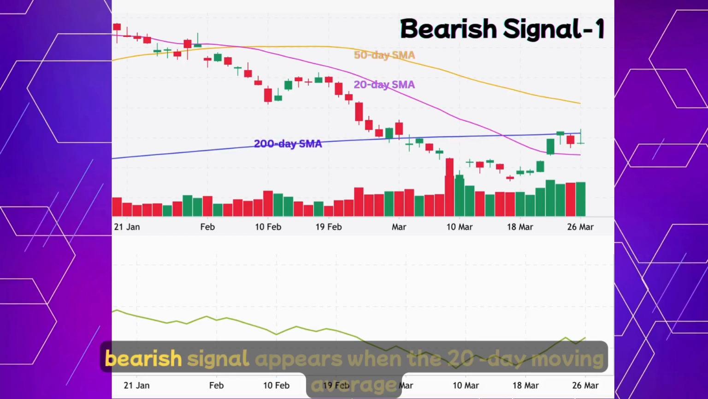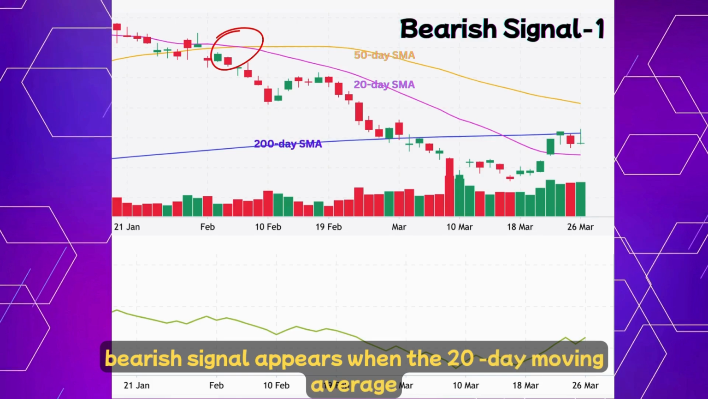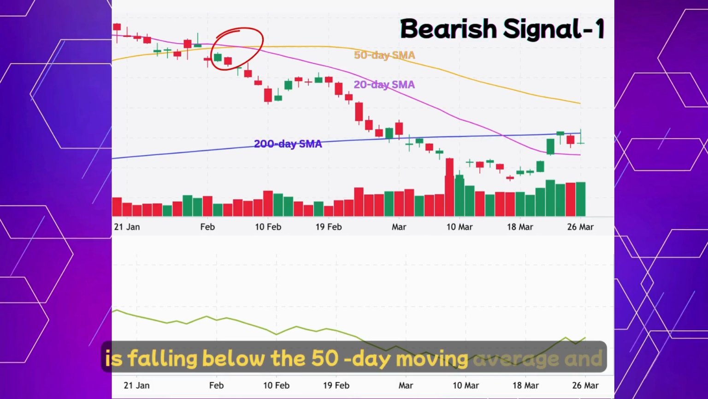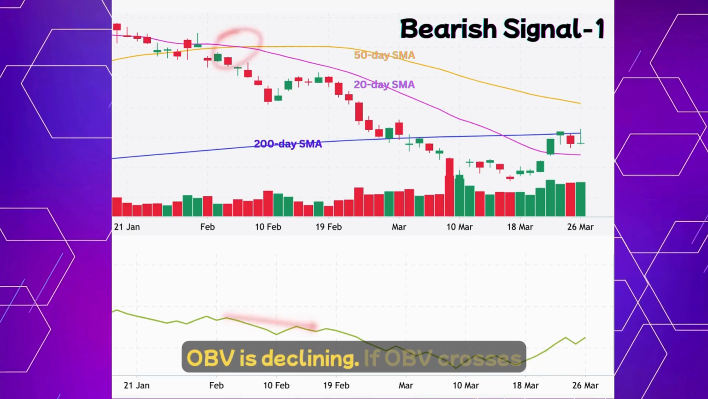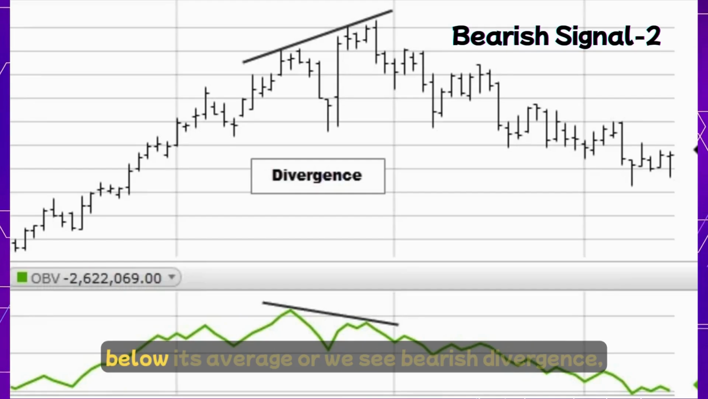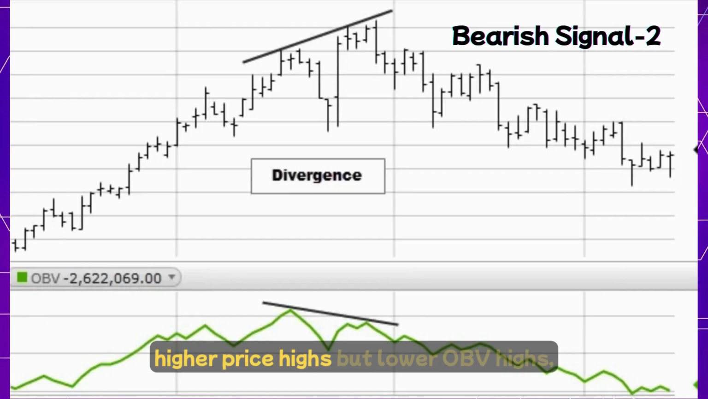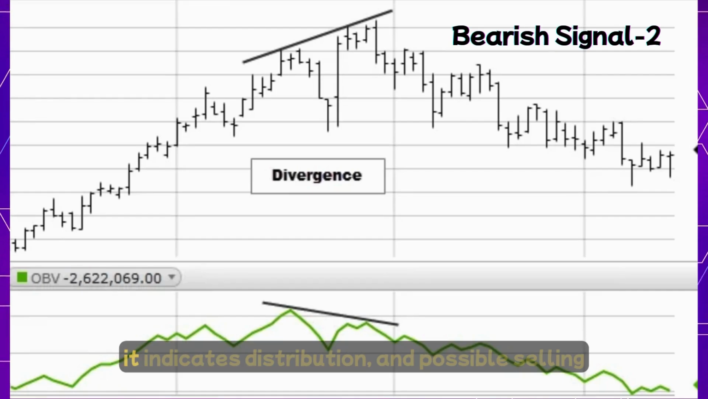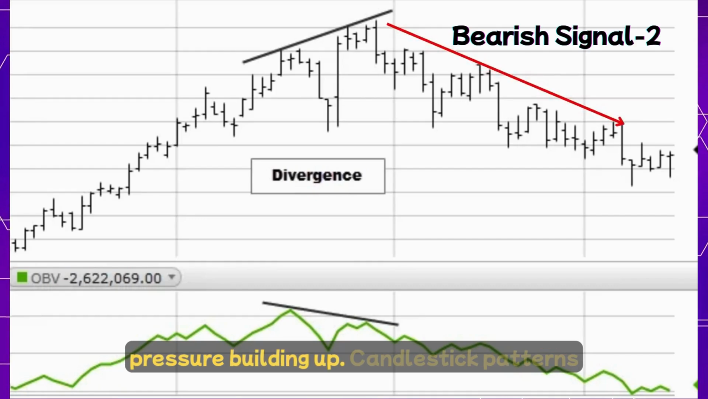Conversely, a bearish signal appears when the 20-day moving average is falling below the 50-day moving average and OBV is declining. If OBV crosses below its average, or we see bearish divergence, higher price highs but lower OBV highs, it indicates distribution and possible selling pressure building up.